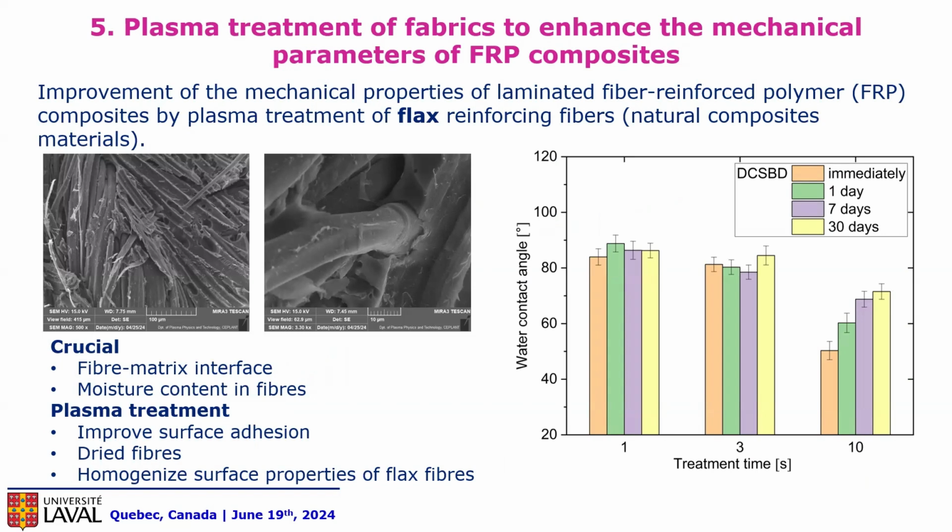A very interesting topic which we are currently dealing with is also plasma treatment of fabrics to enhance the mechanical parameters of fiber-reinforced polymer composites. We are working with natural fibers and also glass fibers. I will show you some slides related to flax fibers. Here you can see the scanning electron microscopy picture of a reference sample. What is really crucial for good composites is the fiber-matrix interface, and also moisture content in fibers influences the quality of the composite very much. What we expect from the plasma treatment is improved surface adhesion, also to dry the fibers and homogenize surface properties of flax fibers.